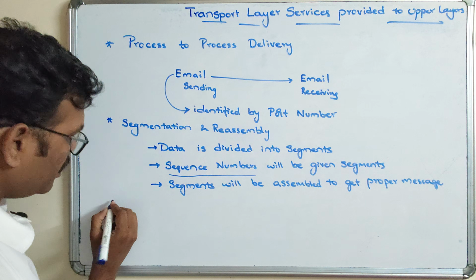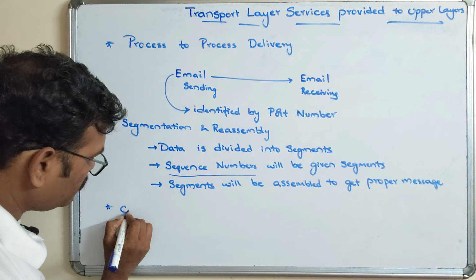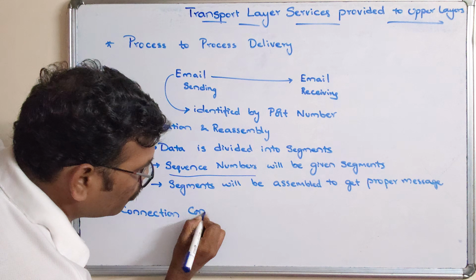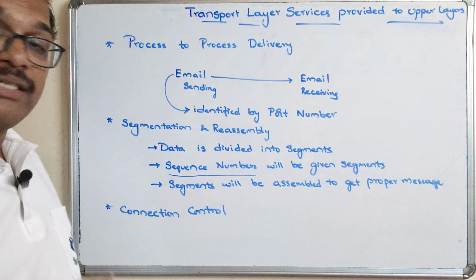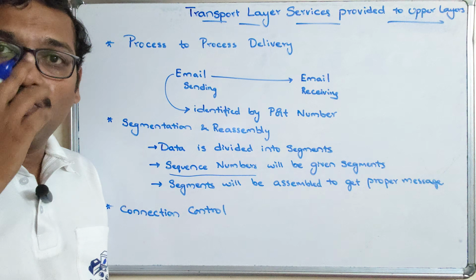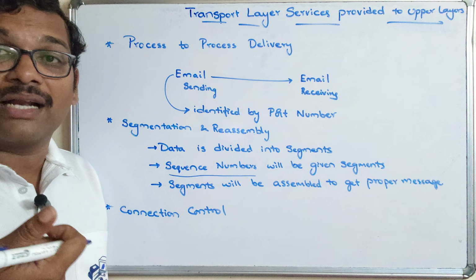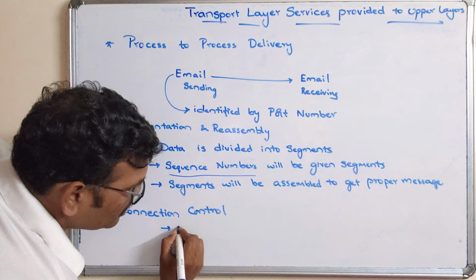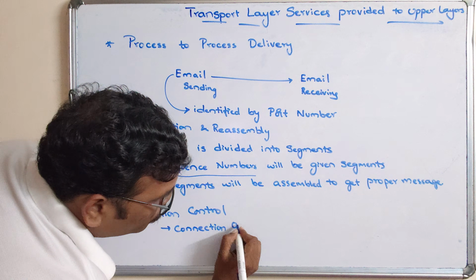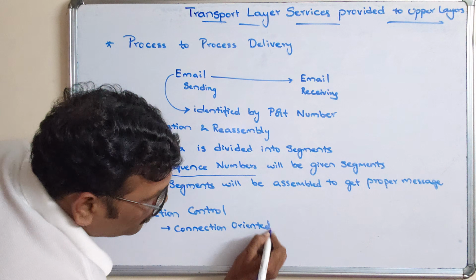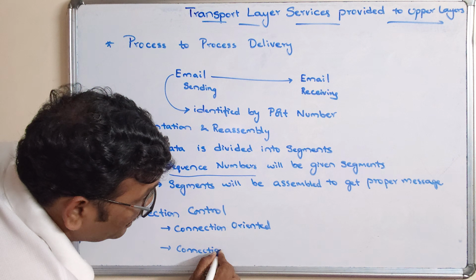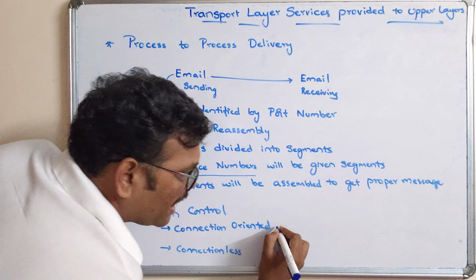And the next one, connection control. Connection control. So here there are two kinds of connection mechanisms. One is connectionless, another one is connection oriented. So connection oriented and connectionless.